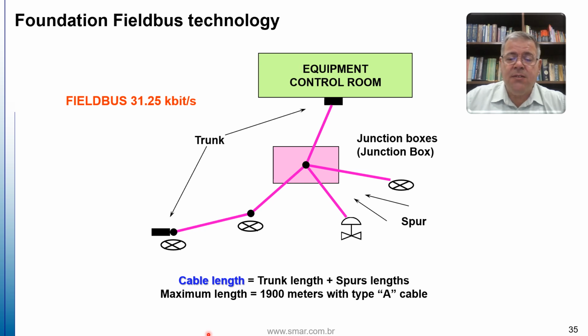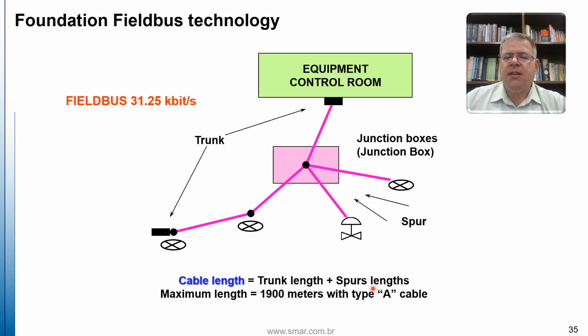About the installation, we mentioned earlier the max distance of 1,900 meters for a Type A cable, which is a cable with electrical characteristics that we will discuss later. Just to better understand, this length of 1,900 meters is for the trunk. Here's the trunk and the total of all branches.